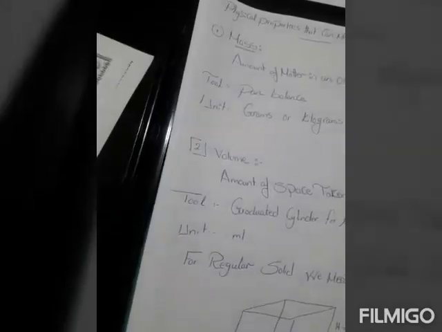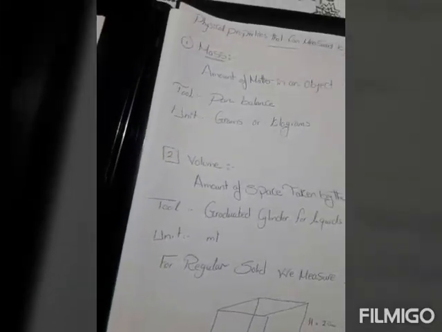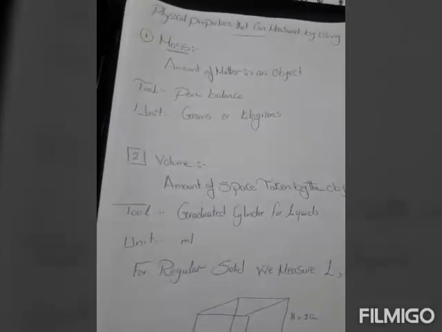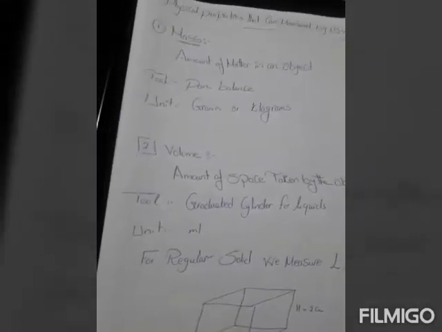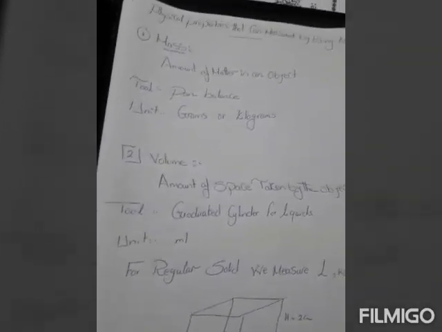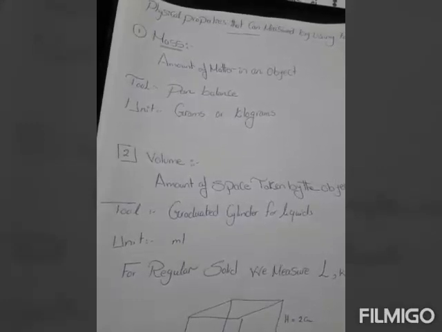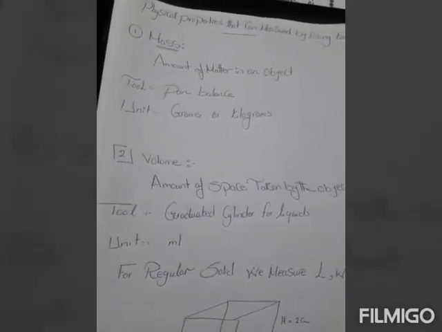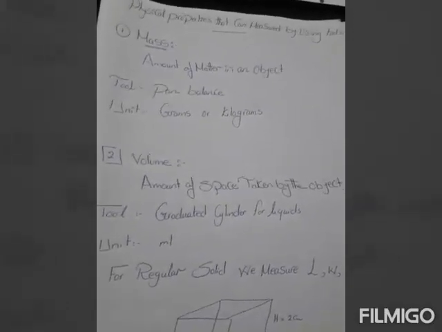We have different types of balance. For gold, we use a sensitive balance. We use the unit gram or kilograms for measuring mass. The unit of mass is gram or kilograms.